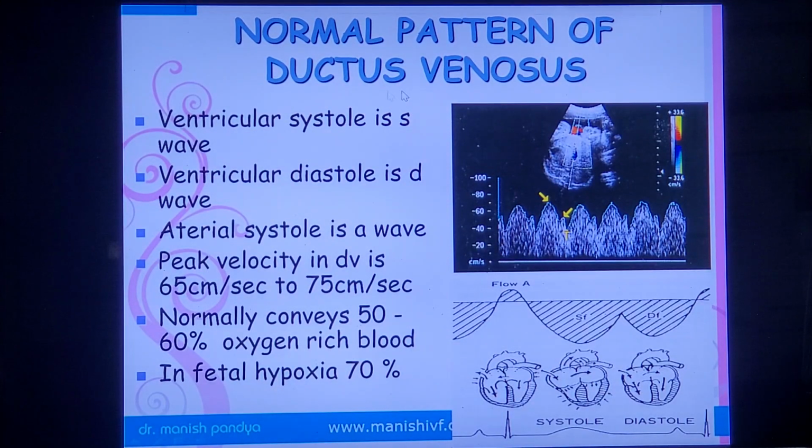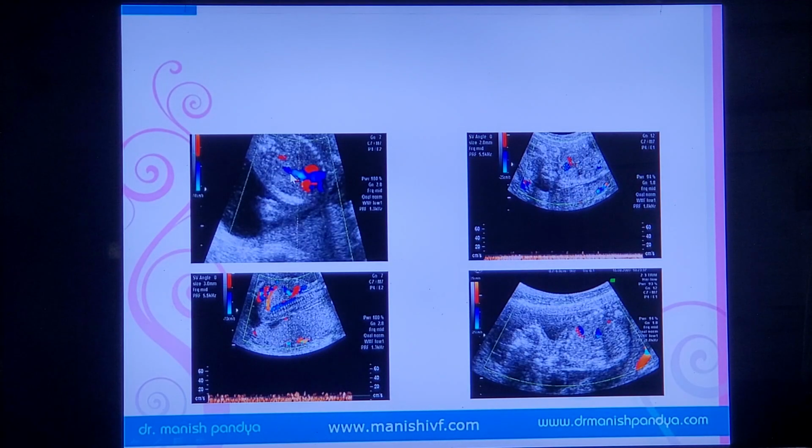Normal pattern of ductus venosus, ventricular systole is S wave, ventricular diastole is D wave, and nadir is A wave. So when this A wave goes for deepening, then baby will be jeopardized. Atrial systole is A wave. Peak systolic velocity is usually 60 to 65 centimeter per second. Normally it conveys 50 to 60% of oxygen-rich blood. In fetal hypoxia, it reaches up to 70% of blood going through ductus venosus. So here you have to sample ductus venosus.